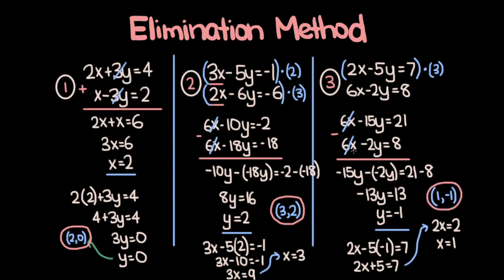So essentially, in the elimination method, we try to directly eliminate one of our variables, and we do so by summing or subtracting our two equations. And if needed, we multiply those equations by some constants such that one of the variables cancel.